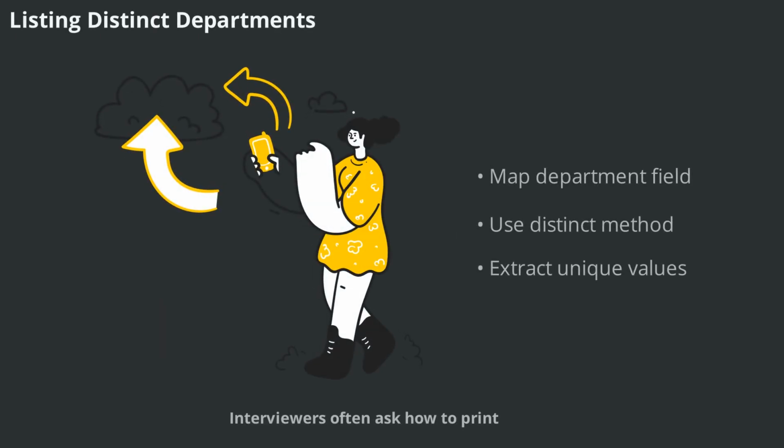Interviewers often ask how to print all distinct departments in the organization. Using streams, you can map the department field and use the distinct method to filter out duplicates. This is a simple yet effective way to demonstrate your understanding of stream operations and data extraction.